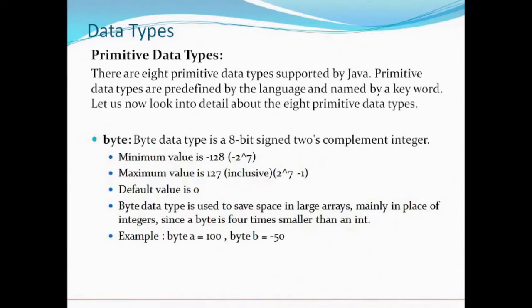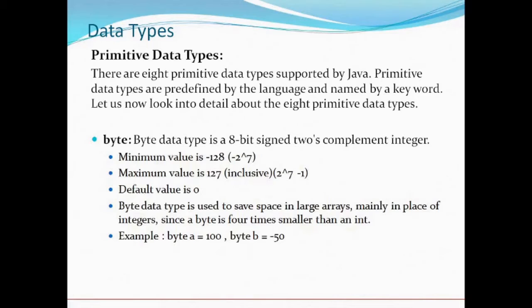Let us now look into the detail of what exactly primitive data types are. In Java, the smallest primitive data type is byte. A byte is the smallest primitive data type in Java. A byte data type is an 8-bit or single byte data type. It is also known as an 8-bit signed 2's complement integer.